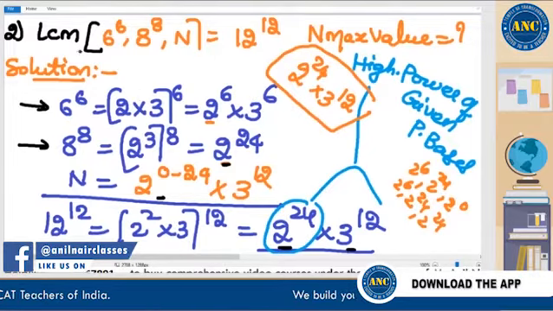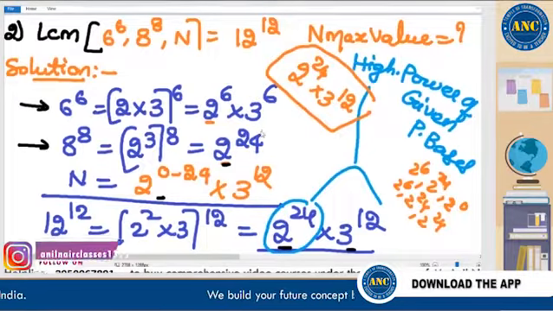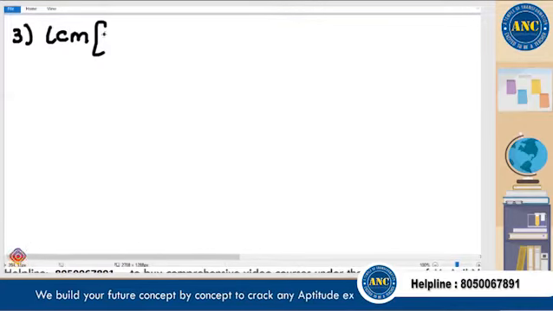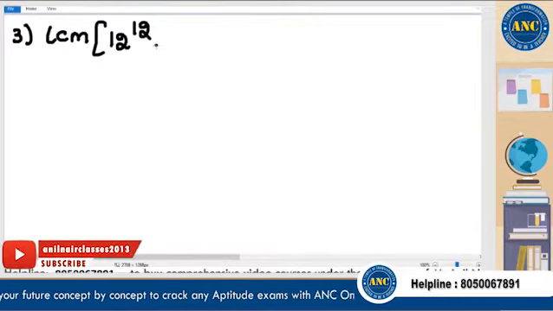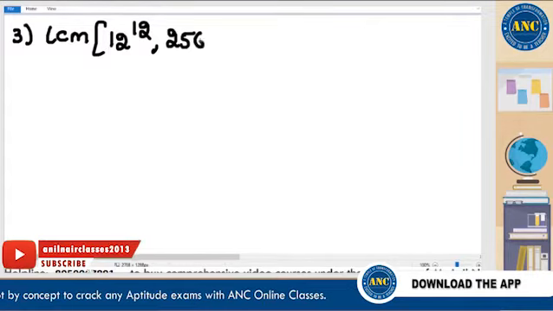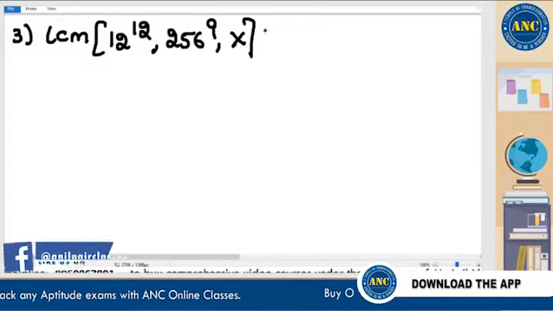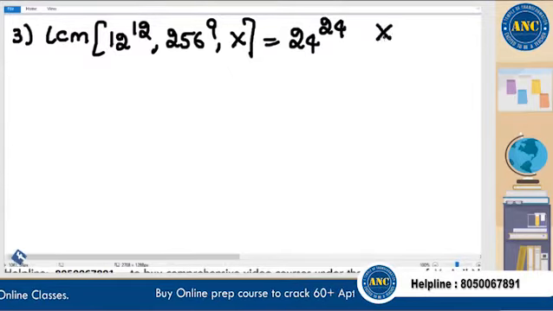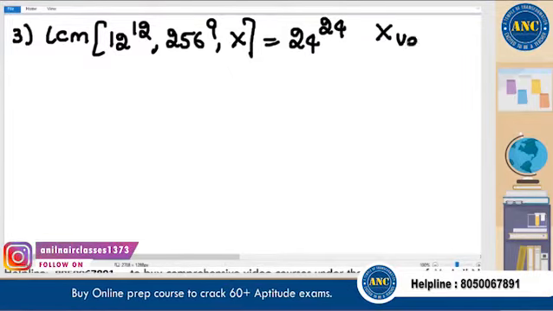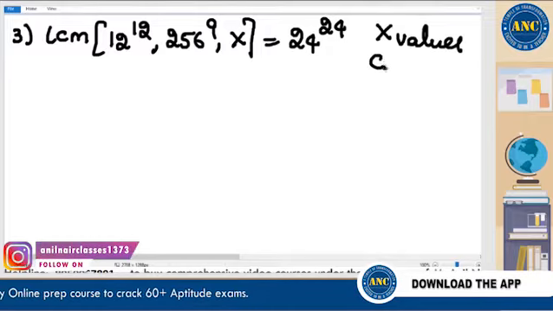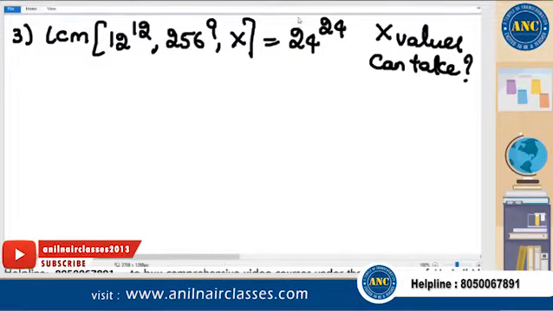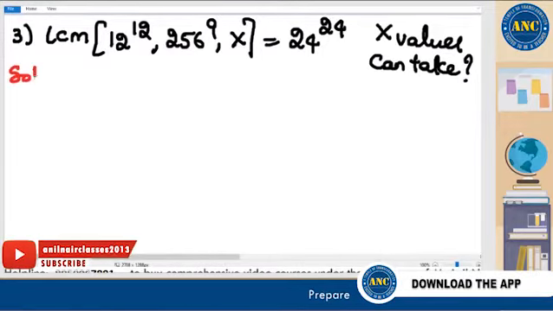Now you can solve this model question very, very fast. LCM of 12 power 12, 256 power 9, comma x. Why are we discussing this? Because the replica question came. How many values can x take? Try to solve the same question.